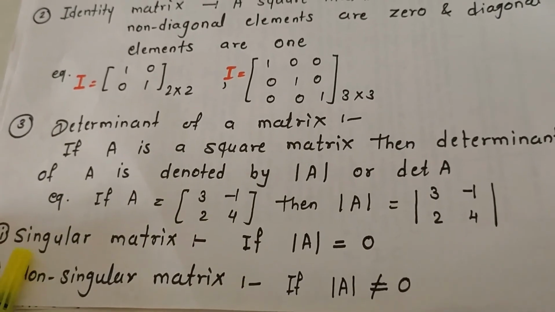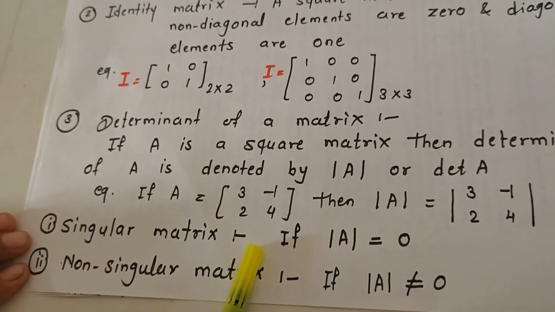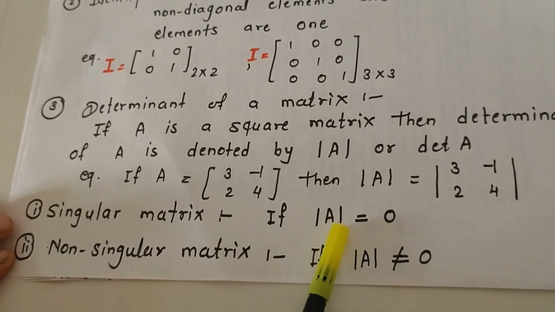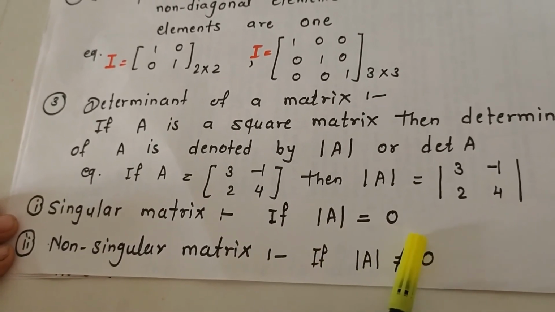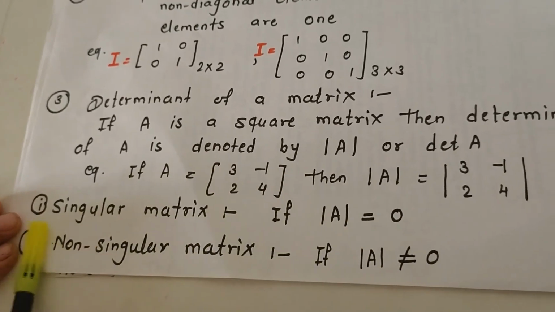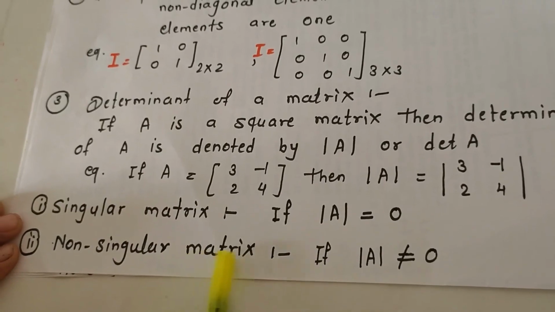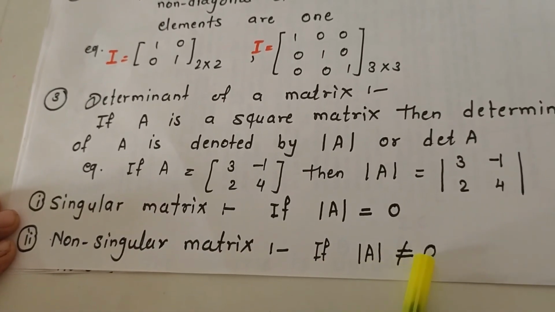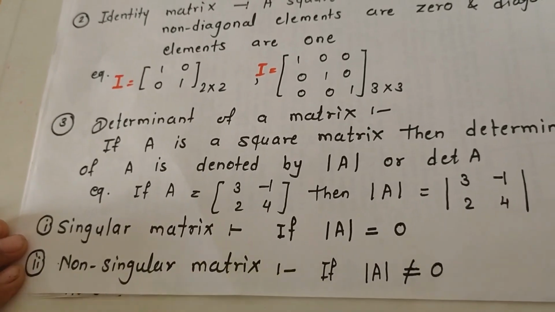Now, the next type is singular matrix. If A is a matrix, and if we find the determinant of A and the determinant of A is equal to 0, then that matrix is called a singular matrix. For any matrix A, if the value of the determinant of A is not equal to 0, then that matrix is called a non-singular matrix.